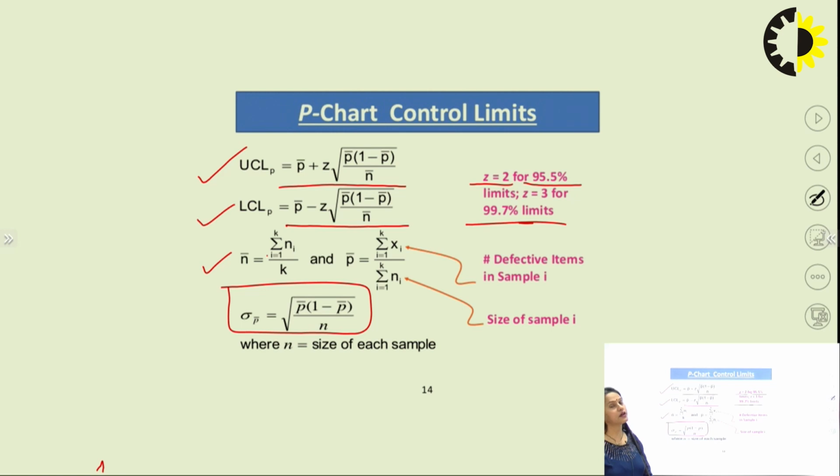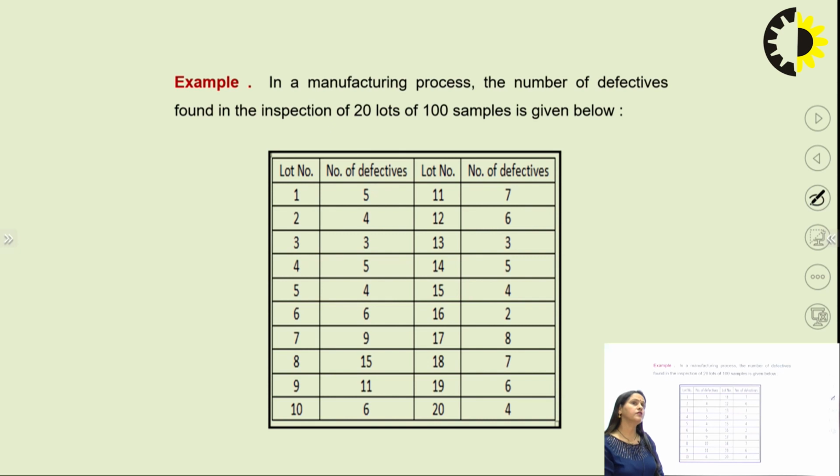Let us take a question and try to understand how we will calculate these control limits, how we will draw the charts, and how we will get to know whether the process is in control or not. Here we have a question about a manufacturing process. The number of defectives was found in the inspection of 20 lots of 100 samples. It means in lot number 1 there are 100 samples examined, out of which 5 are defective, and similarly for 2, 3, 4, 5 up to 20, and in the 20th lot also there are 100 samples, out of which 4 are defective.